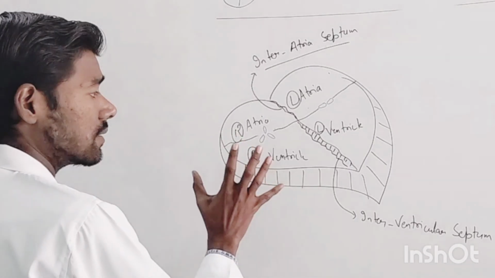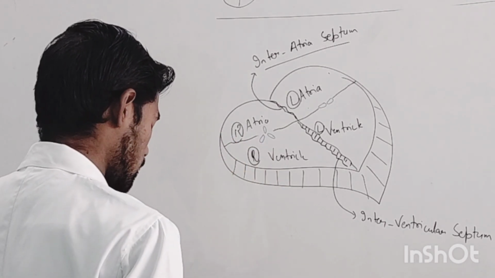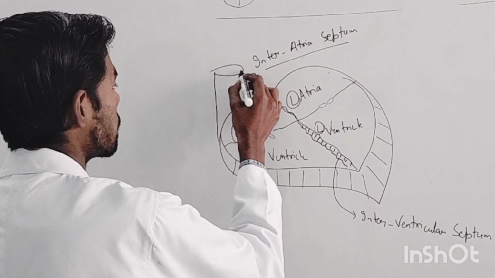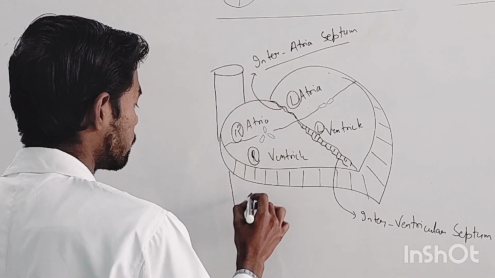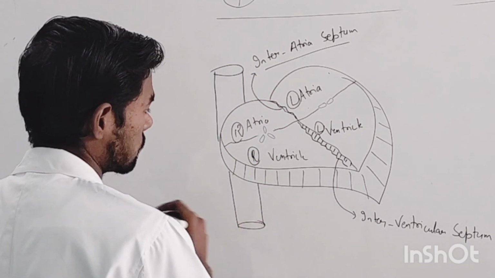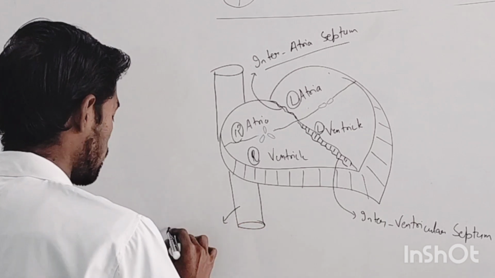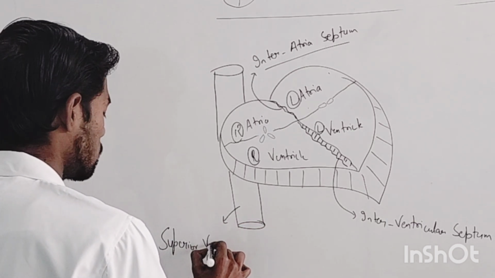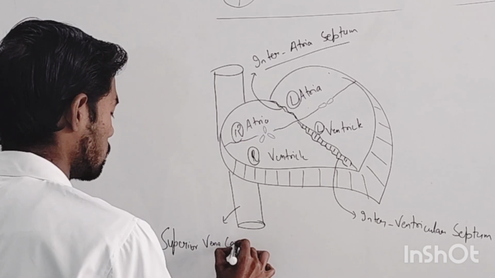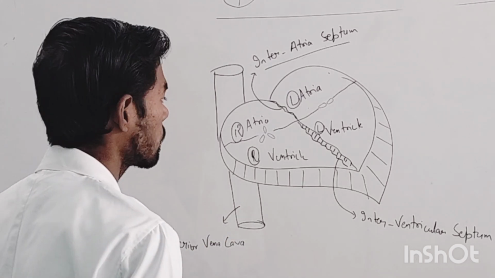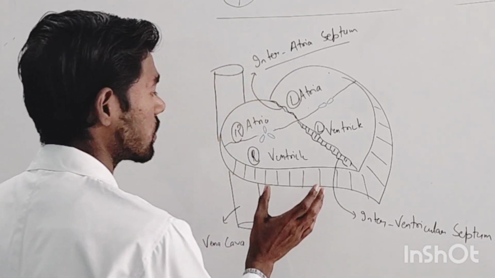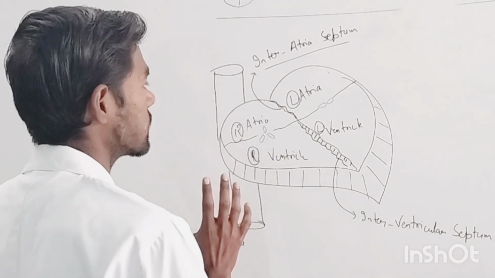There is something missing in this diagram, and what is this? This is the superior vena cava. We are missing the superior vena cava. Are we missing something else? Yes, the heart is not exactly like this. Heart is a more complex structure.